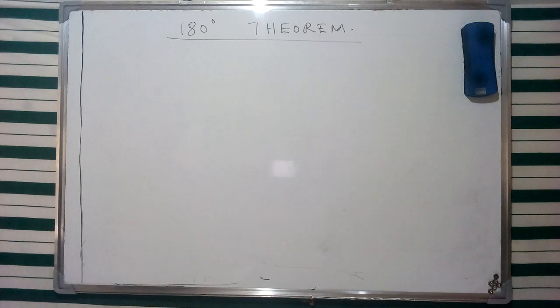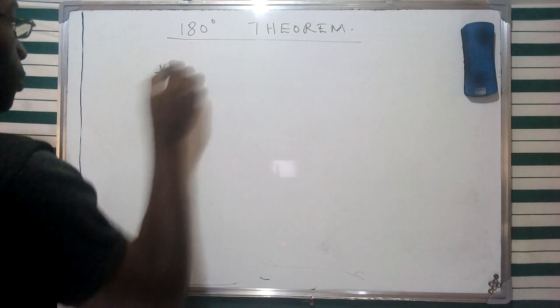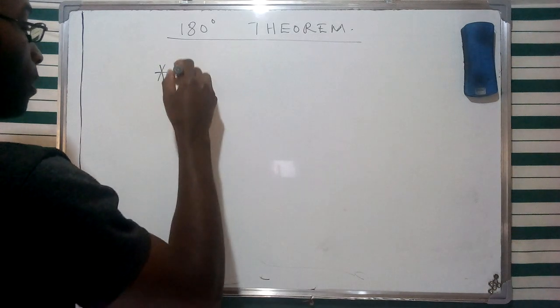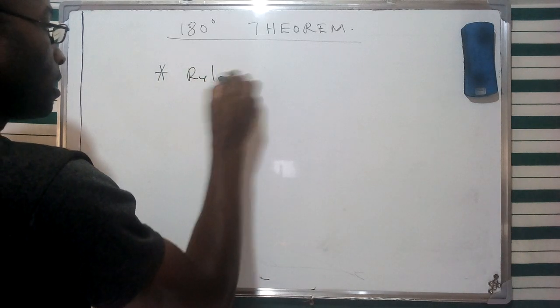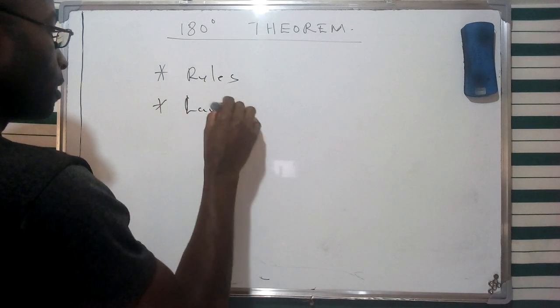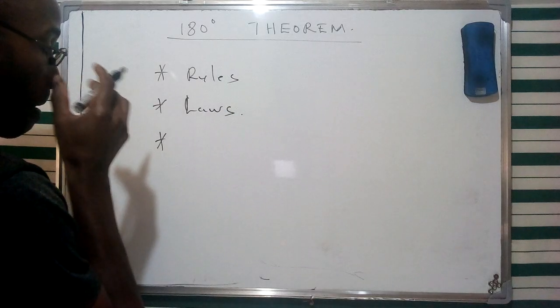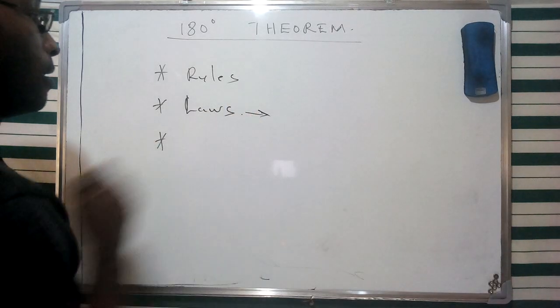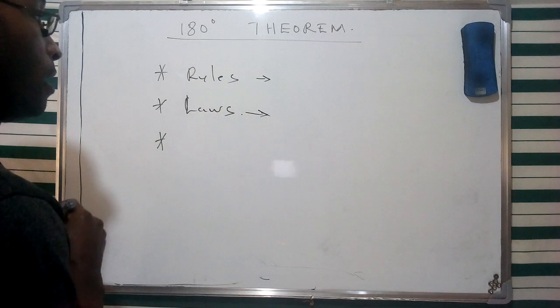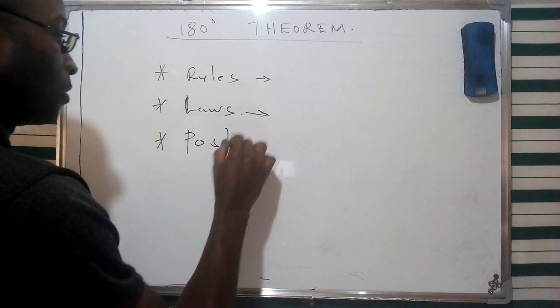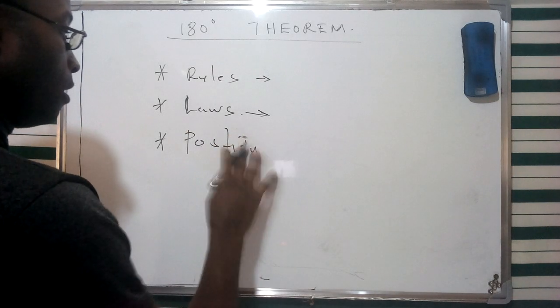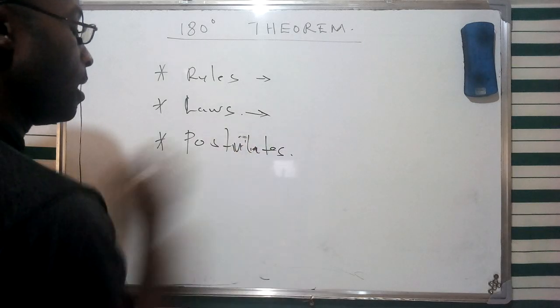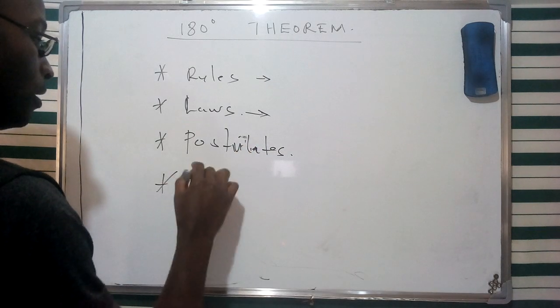So in this particular case, I'm going to have an overview of our 180 degrees theorem. And of course, in our study of various topics in sciences and mathematics, we have come across rules and laws, like Newton's laws of motion and Hund's rule in chemistry and other areas. So we are also going to come across what we refer to as postulates, and of course what we refer to as a theorem, etc.